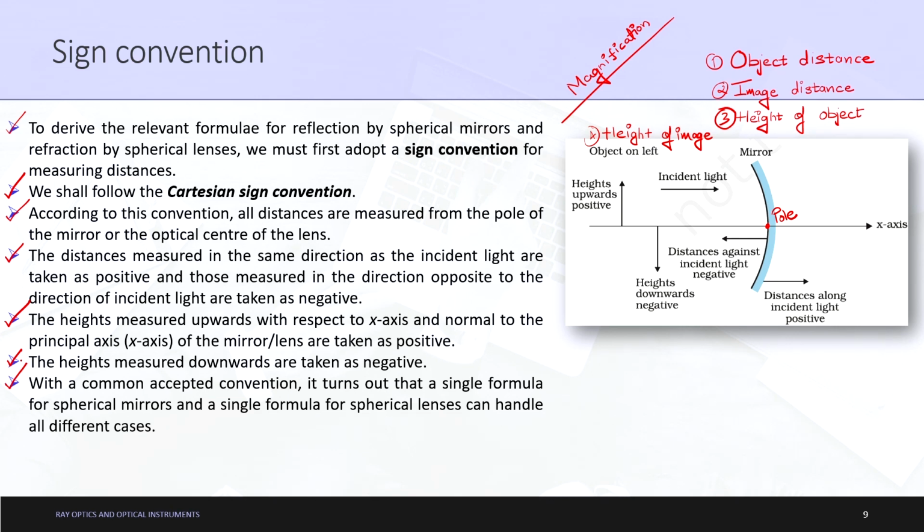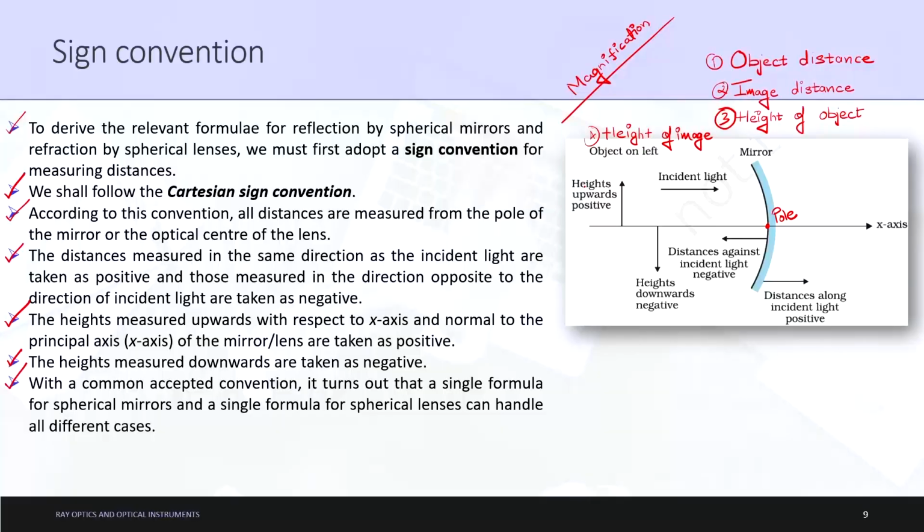Just let me revise everything. Everything is measured from the pole of the mirror, first of all. Next, every distance in the direction of incidence of light is taken as positive, and every distance opposite to the direction of incidence of light is taken as negative. Next, the height above the principal axis is taken as positive, and the height below the principal axis is taken as negative. That is all, these are all the sign conventions. Now we will try to derive the two different equations. First the mirror equation, and after some lectures we will try to derive the lens equation.